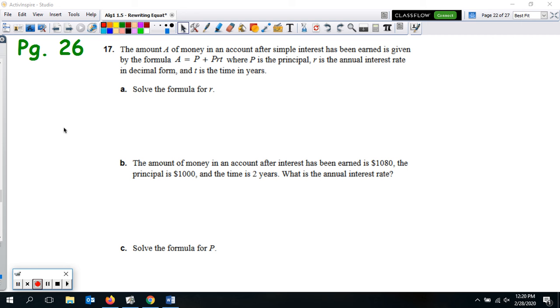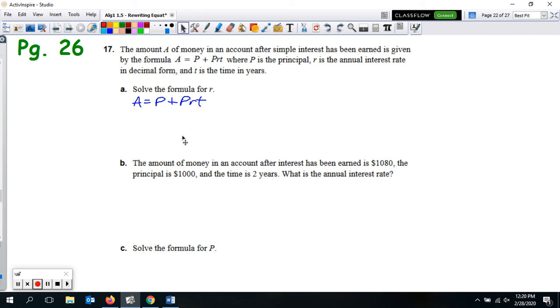So first thing, letter A says solve for R. We're going to go ahead and write down that formula, and we're solving for R. R is between P and T right here. So go ahead and pause the video, solve for R, and see if you can get that solved for R properly.